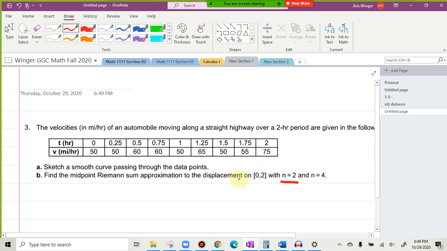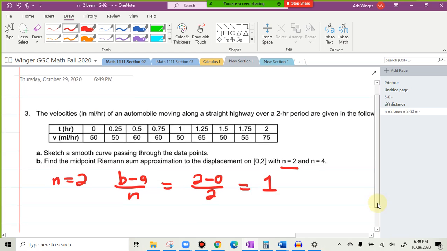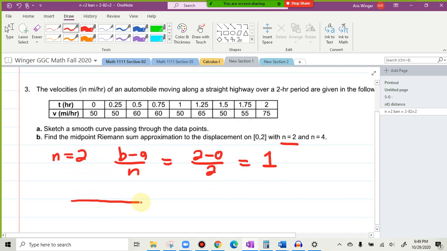All right, n equals 2. So n equals 2 means that b minus a over n is 2 minus 0 over 2. So that's 1. So we're talking about an interval from 0, 1, and 2. And now we want to do the midpoint method. And so I want to know the value at 0.5 and the value at 1.5.